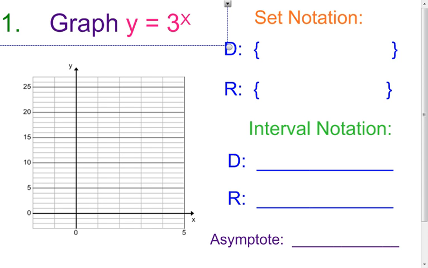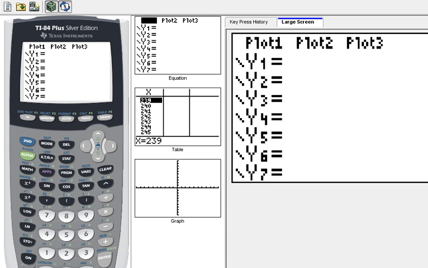If you need to, make yourself a little t-table like this, and you plug in, you know, -2 for x and 0 for x and 4 for x, and go ahead and figure that out. You certainly may do that. I would probably suggest using your calculator and going to your table so that you don't have to do all of that work. So you're going to go to your y equals key, and you want to type in 3 to the x power. So I will go 3.